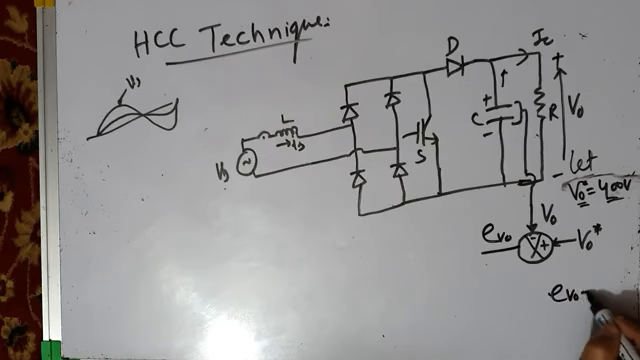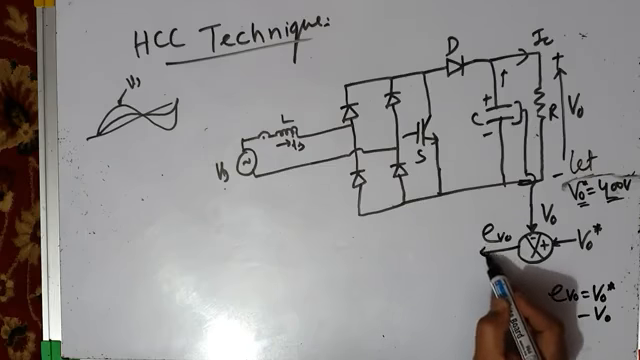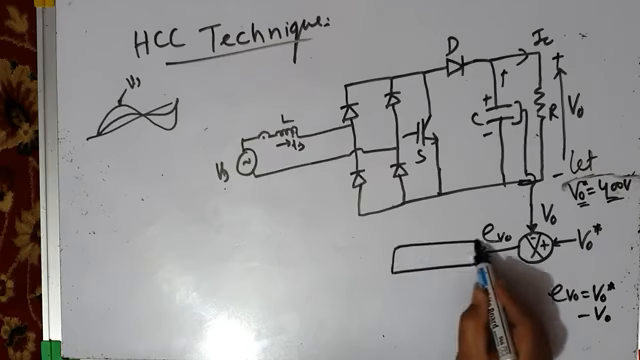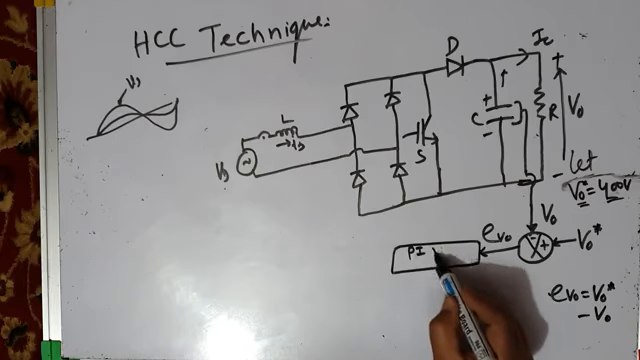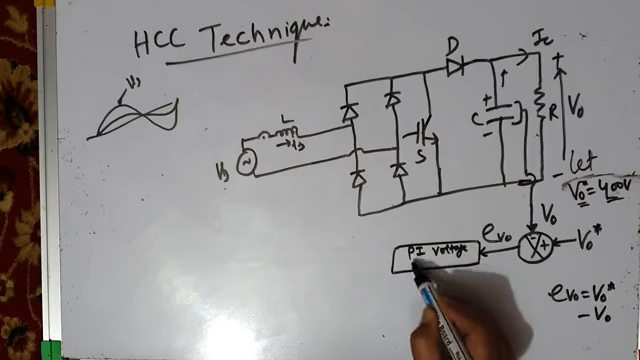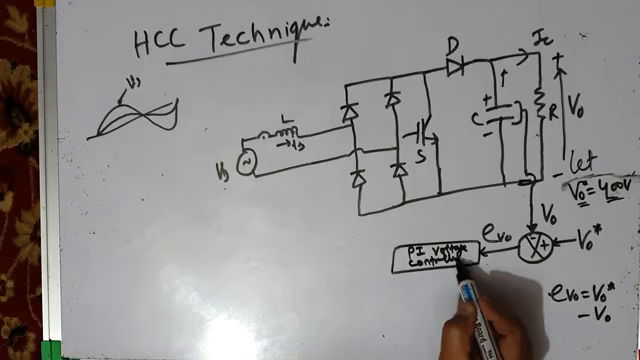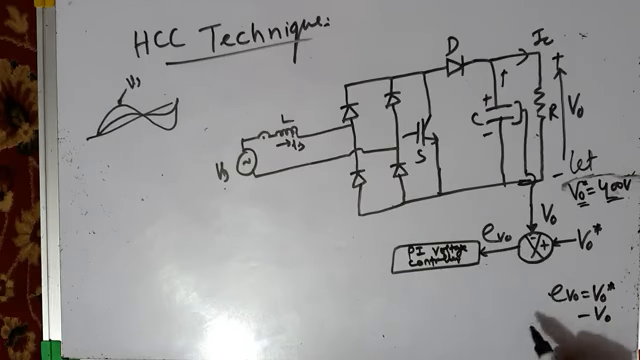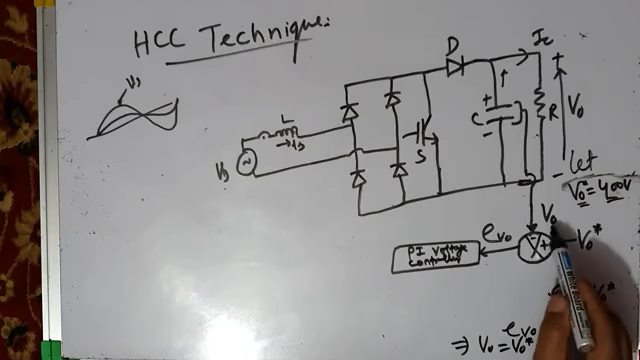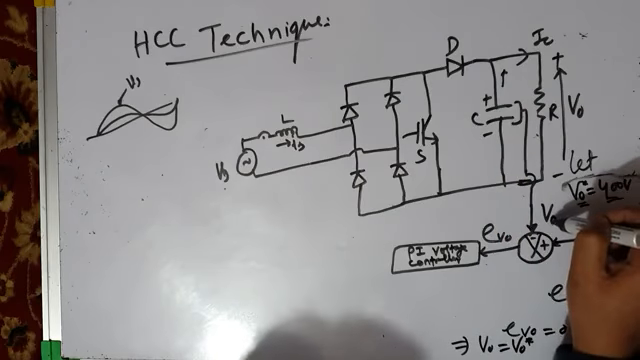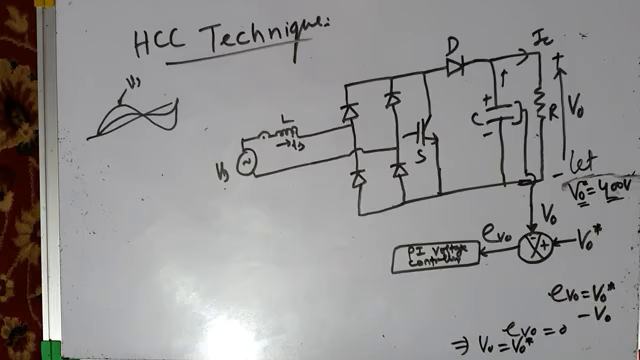What is this error EV0 equal to? It is reference voltage V0 star minus actual voltage. Since the actual load voltage has become less than the reference load voltage, an error will be produced. Then this error will be processed in a PI voltage controller. I will write here PI voltage controller. It's a PI controller. What's the job of the PI controller? To make this error equal to 0. And this error will be equal to 0 only when the actual load voltage is the same as the reference load voltage. That means when this capacitor gets charged again and its voltage comes back to its reference value of 400 volts.